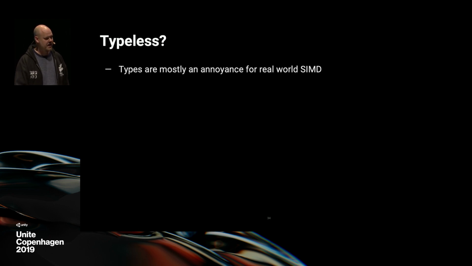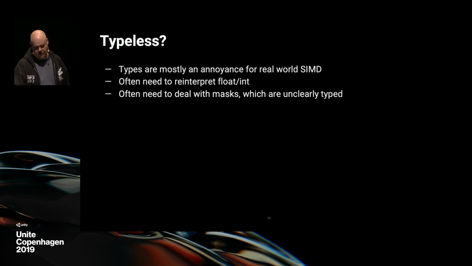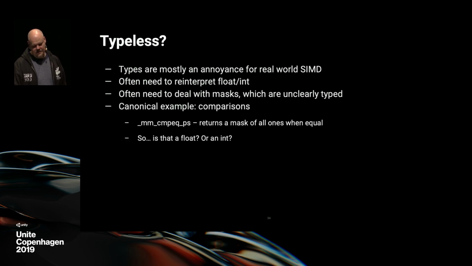I keep harping on about typeless, and you've seen in some of these examples that the types are just an annoyance. You have to say, oh no, really, reinterpret this as the other thing, and it's just a bunch of noise. We've seen the reinterpret examples. One canonical example that I want to bring up is comparisons. If you run a comparison, you don't set the carry flag so you can branch on it, because you're doing more than one comparison. So instead, what SIMD hardware does is give you a mask back. It's 0 for the lanes where the comparison didn't pass, and it's all 1s for the lanes where it passed. Great. What's the type of that, right?